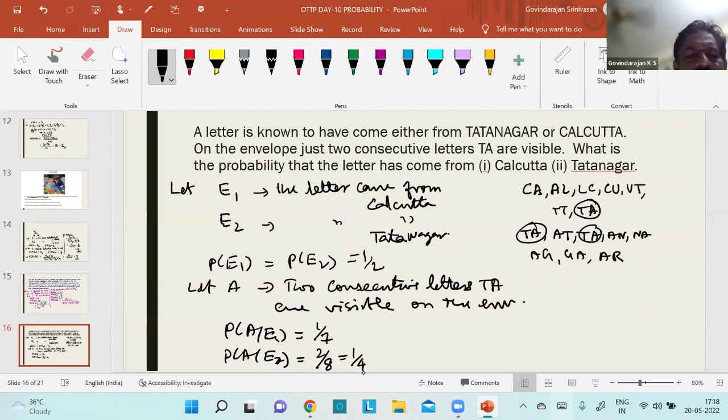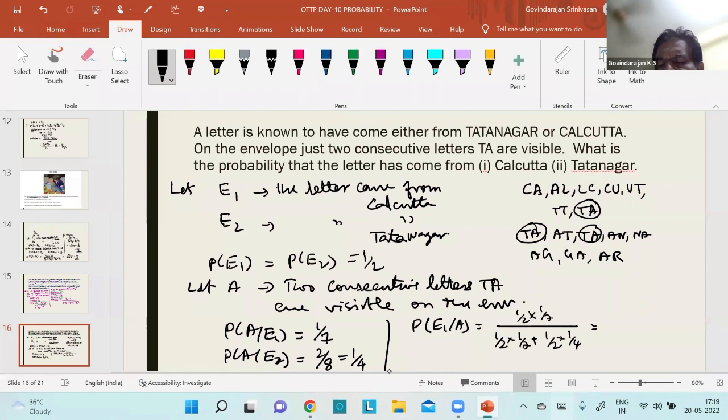So the question is, what is the probability of, first one is Calcutta, E1 given A. So probability is 1 by 2 into 1 by 7 divided by 1 by 2 into 1 by 7 plus 1 by 2 into 1 by 4. Yes, 1 by 2 is common, take it out, cancel. So 1 by 7 divided by 1 by 7 plus 1 by 4. 7 into 4, 28 is the LCM. So 4 plus 7, 11 by 28. So 1 by 7 into 28 by 11. It is 4 by 11. The answer is 4 by 11 for Calcutta.